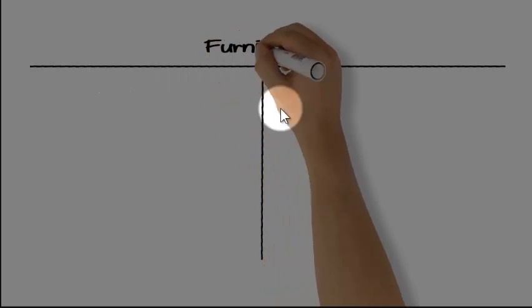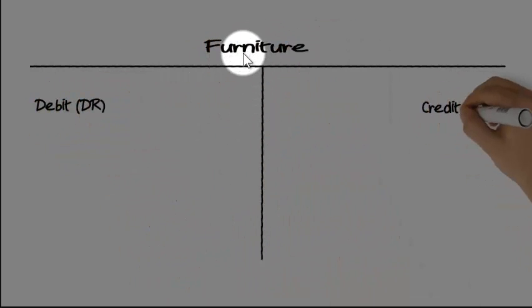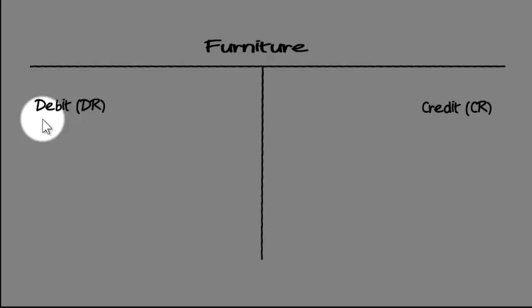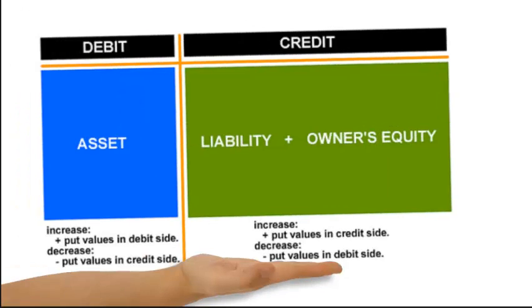Here we have a T. We've got a heading of every account. On the left hand side all the debit entries go, and on the right hand side you've got all credit entries. Now what we need to do is to learn what goes where when.